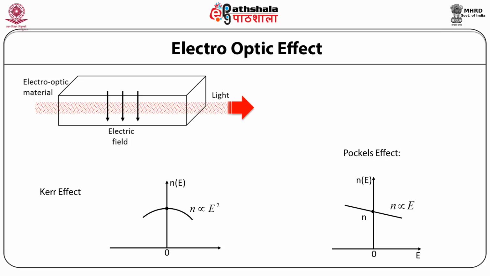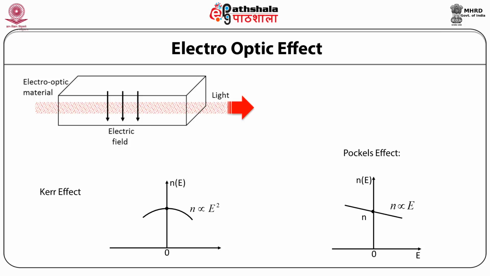Here, n is directly proportional to the electric field E, where n is the refractive index of an electro-optic medium and E is the electric field. The most common crystals used as Pockels cells include LiNbO3, LiTaO3 and CdTe, cadmium telluride.